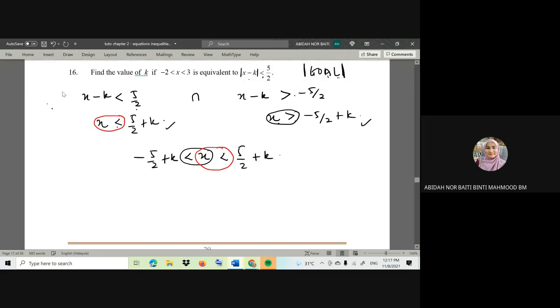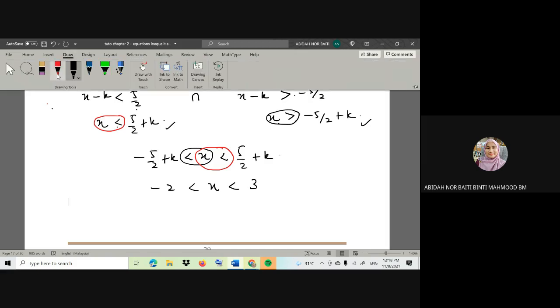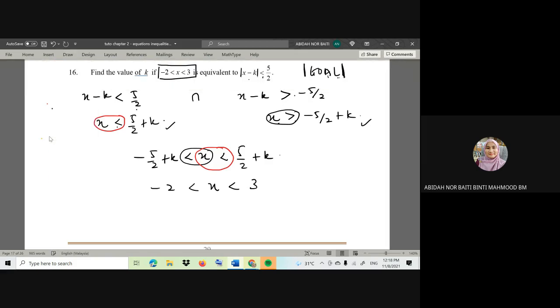And then, we compare lah. Kita compare saja dengan yang dia bagi tu. Sebab x kita dah memang tengah-tengah tu kan. So, here is negative 2 less x less 3. Compare sahaja. To find the value of k, dia nak k tu. Find the value of k. Compare je lah. Compare ni pun boleh. Either one. K dia mestilah sama. So negative 5 over 2 plus k equal minus 2.